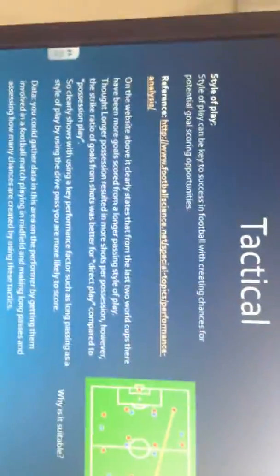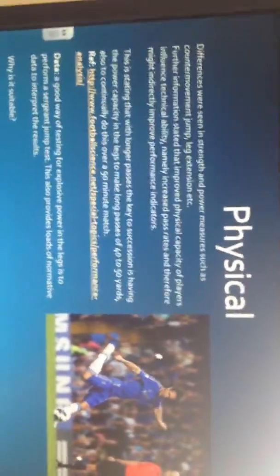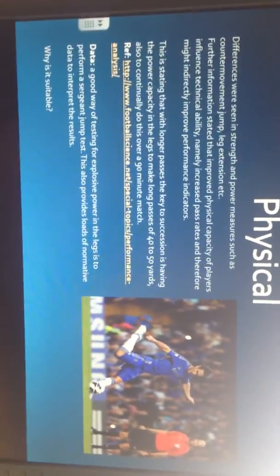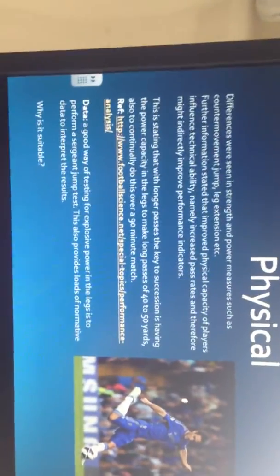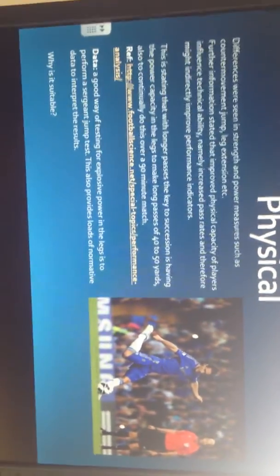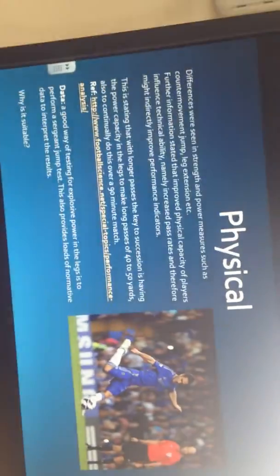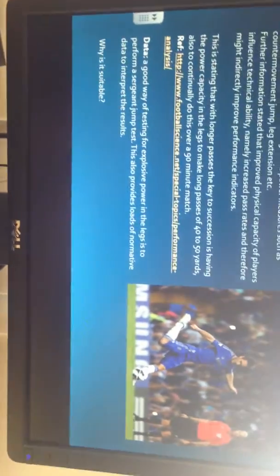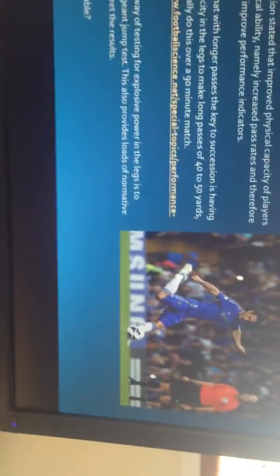So we're just going to move on to the next slide. As you can see, this one we've gone for physical. So this is another key area within sports profiling. Differences that were shown within players were seen in strength and power measurements, such as counter movement jumps and leg extensions. What they mean by leg extensions is the power at which the leg extends through the ball as you're kicking the ball.